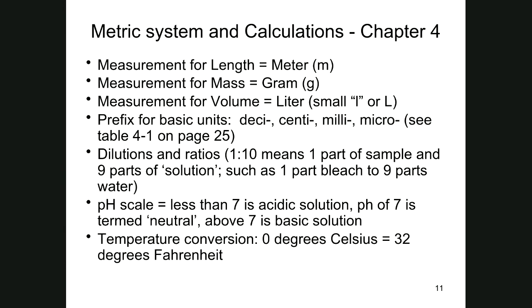Dilutions, there's a little bit of a reminder about doing dilutions, and there are several times within laboratory work that you will be utilizing that. Understand your pH scale. Less than 7 is considered an acidic solution. The pH of 7 itself is termed neutral, and above 7 is basic. And there is help in that chapter to remind you about temperature conversions as you are introduced also in your calculations course. 0 degrees Celsius or centigrade, either one, equals 32 degrees Fahrenheit.